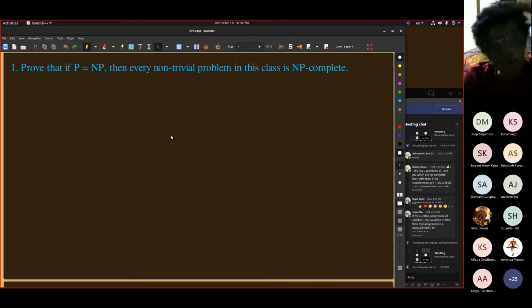This is not exactly an NP completeness proof, but it's an interesting result about complexity classes. If it happens that P is equal to NP, then you show that every non-trivial problem in this common class is NP complete. Every non-trivial problem. So do you remember non-trivial problems? This was covered in your, what is that called? Flat course.